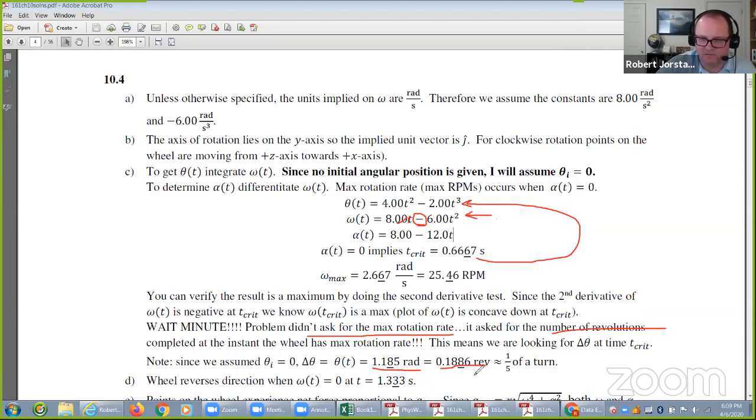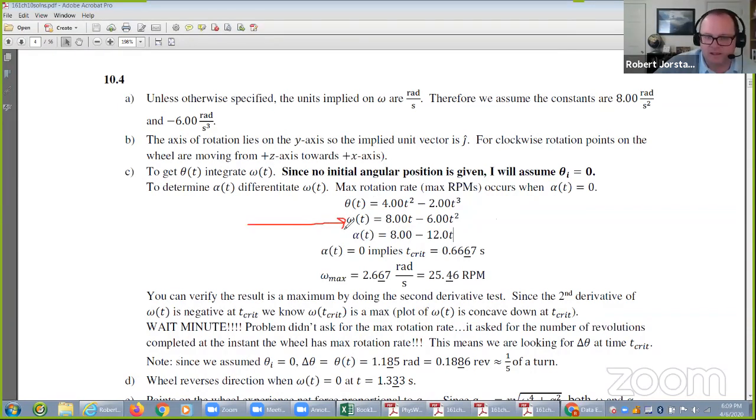Okay. The wheel reverses direction. If we go back to that one, the question for part D asked, at what time does it reverse direction? That is just set omega equal to 0. So if you set alpha equal to 0, you get a maximum omega. If you set omega equal to 0, you get the time it reverses direction. That's the time where it changes sign. All right.